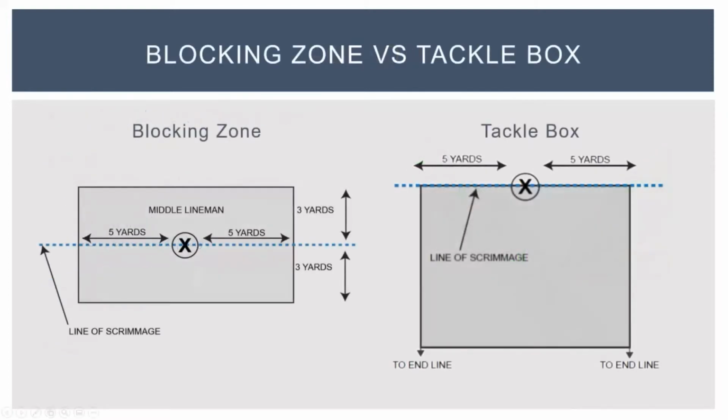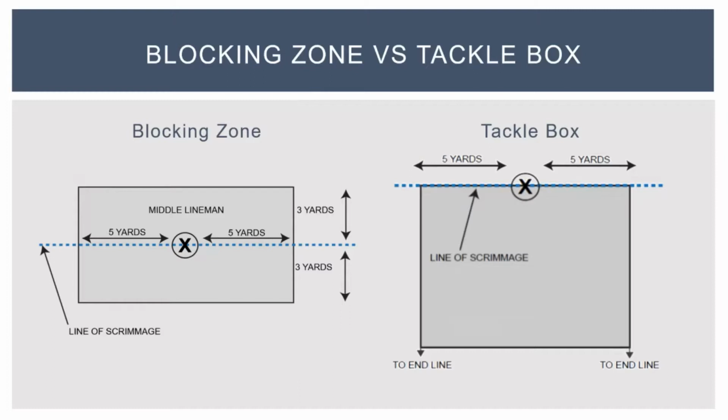So the two important areas on the field to be mindful of as we're talking about blocking below the waist and clips and chop blocks are the blocking zone and the tackle box. And as a refresher, the blocking zone is a rectangle centered on the middle lineman of the offensive formation that's 10 yards by 6. This blocking zone is important relative to who can legally clip versus block in the back. Whereas the tackle box is a rectangle centered on the snapper that extends 5 yards on each side of the snapper and goes from the line of scrimmage all the way to A's end line. And that's important relative to which A lineman can legally block below the waist from the front or side.